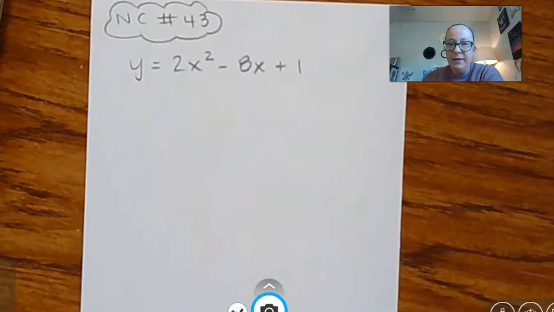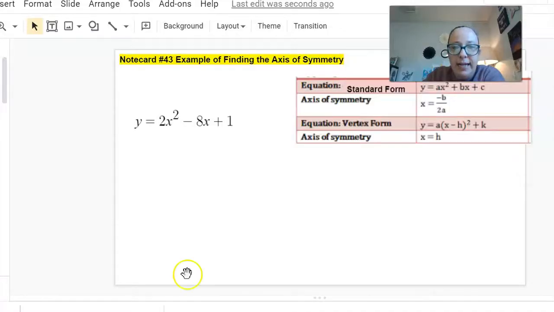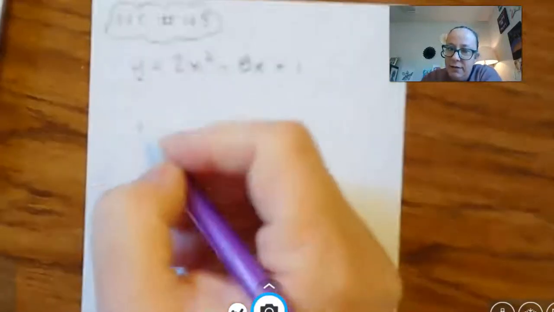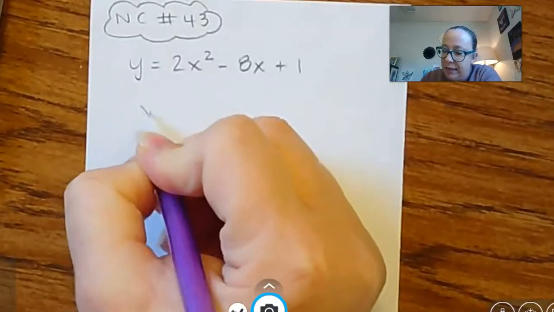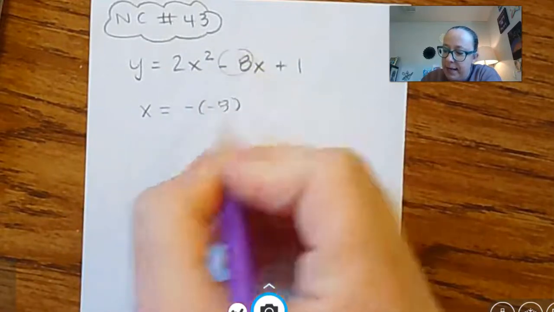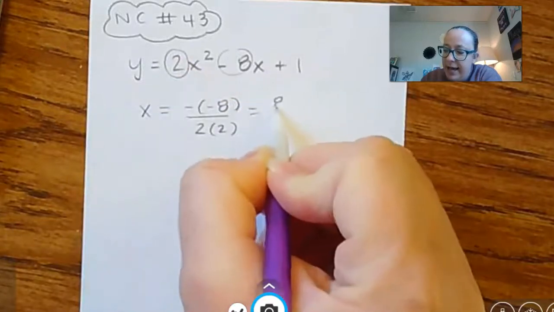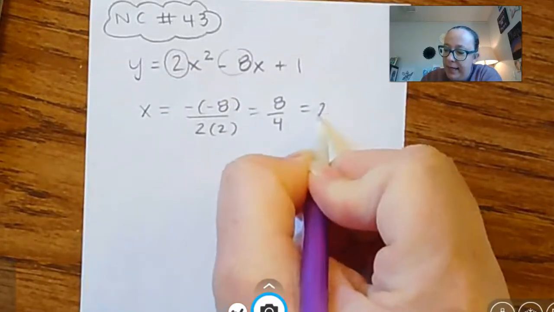So how do I find the axis of symmetry? And I did this here as a reference. This is in standard form, so we're going to use the negative b over 2a method. So to get the x value of the vertex, which is the axis of symmetry, x equals negative b, so that's b, over 2a, that's a, so 8 over 4, and we get 2.